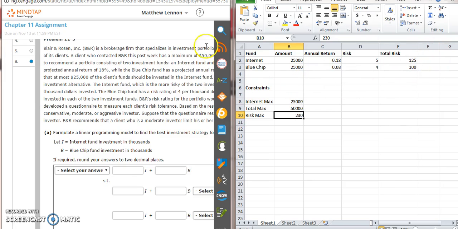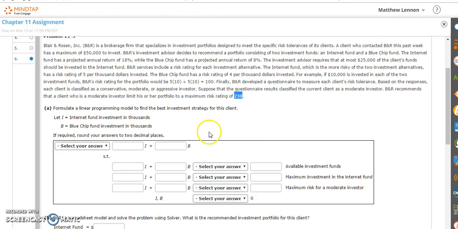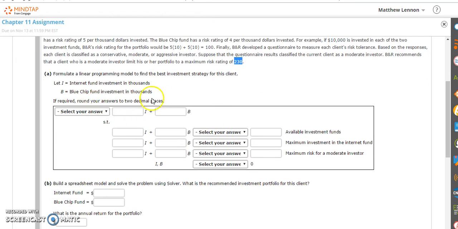So we've kind of got everything figured out here. We've got our formulas. So let's take a look and see if that helps us answer these ones down here. So what do we want? If required, round to 2 decimal places. We want to maximize. Well, maybe some of the ones down at the bottom are easier. I can't exactly remember.